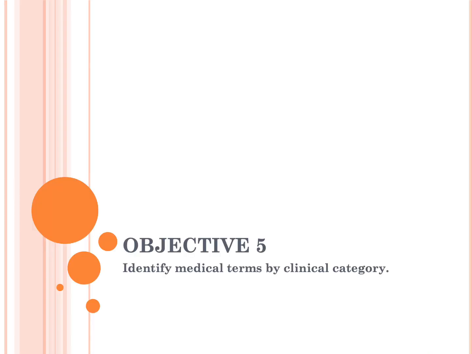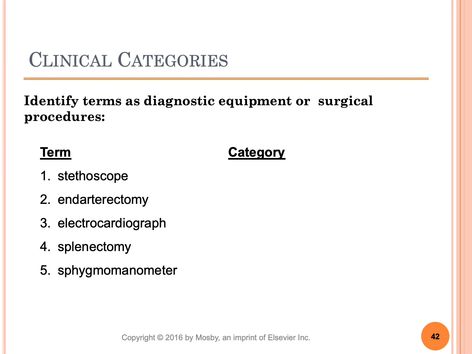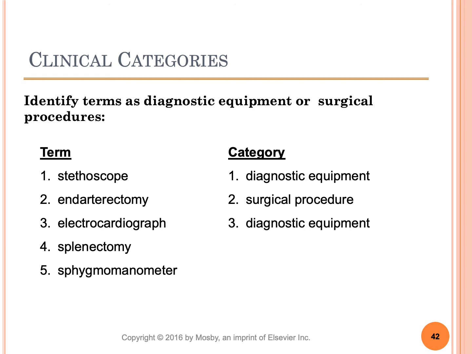All right, let's look at some medical terms as they are identified or categorized by clinical category. So here we want to identify if these terms are diagnostic equipment or surgical procedures. All right, so the first one is a stethoscope. What do you think, surgical procedure or equipment? It is diagnostic equipment. What about endarterectomy? That is a surgical procedure. What about electrocardiograph? That is considered diagnostic equipment.